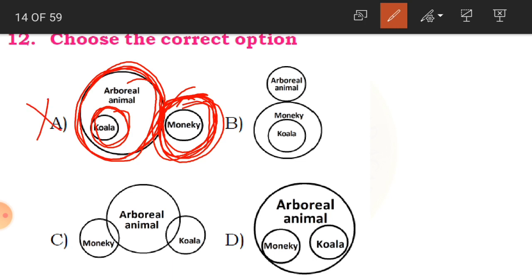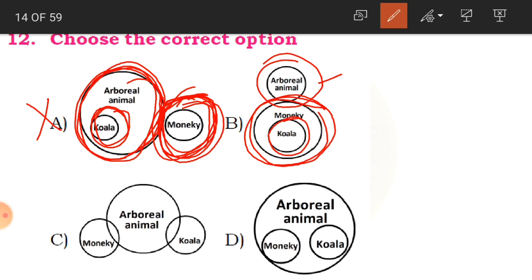And here, arboreal is a different circle. Again, monkey and koala both are in one circle. So they are telling that koala belongs to monkey, because the big circle is named monkey, and in that big circle, koala is there, saying that this koala belongs to monkey. Is it correct, children? No. Koala and monkey both belong to the arboreal group. So that is why this is also wrong.